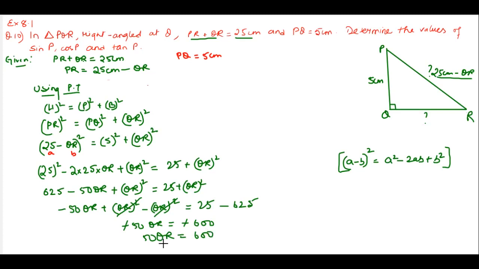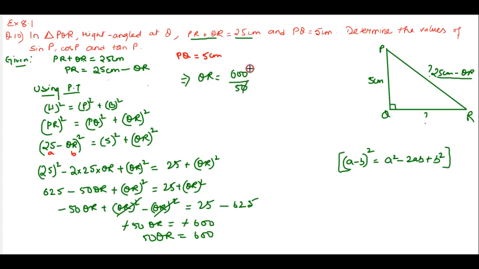Now how are we going to find out the value of QR? To find out the value of QR, we need to transfer this 50 to the right hand side, right? So QR will be equal to what? 600 divided by 50. Why divided? Because in between we have multiplication. 50 QR means 50 into QR, okay? So whenever we have multiplication between two numbers, and if we transfer one number to the other side, then that multiplication will be converted to division.